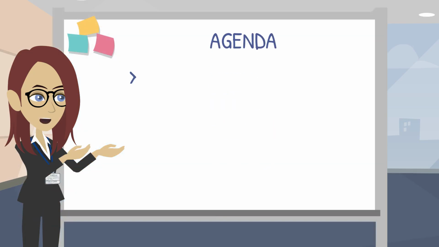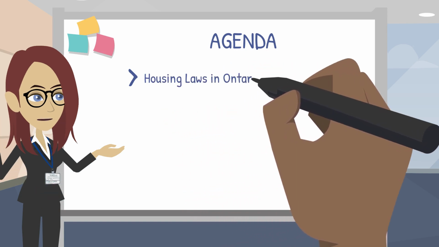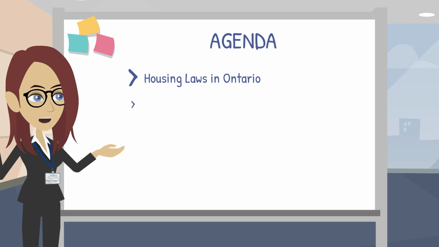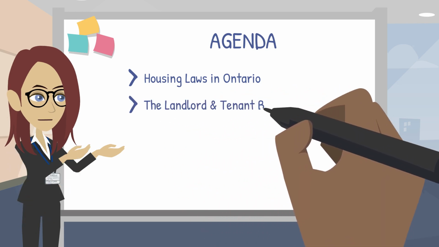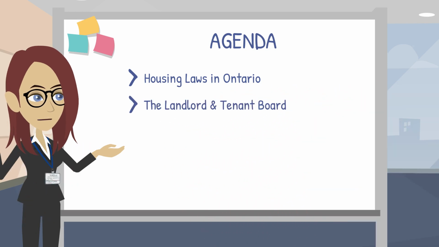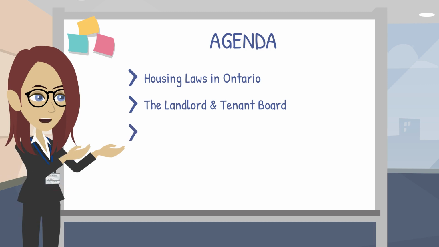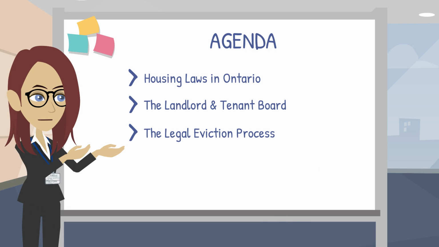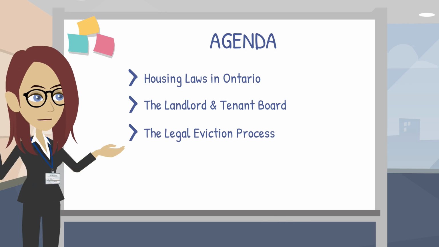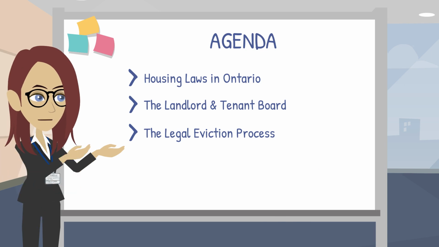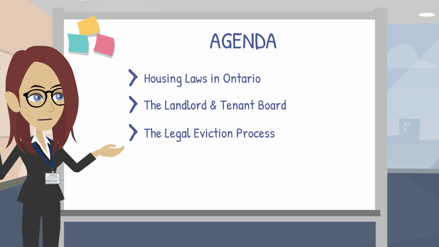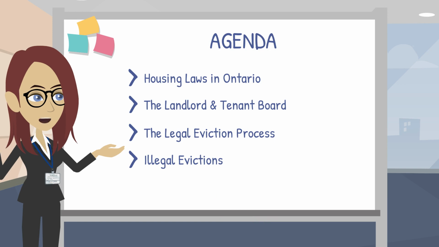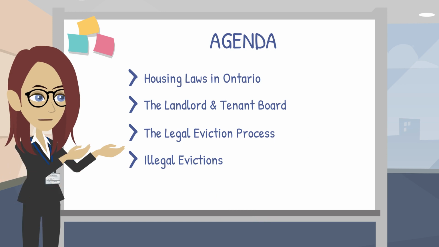We'll start by taking a look at some of the housing laws in Ontario and what protections might be available to your clients under those laws. We're then going to take a look at the Landlord and Tenant Board and when your client might have to interact with that board. After that, we'll go through the legal eviction process in Ontario. This process is going to play a big part in the next training video on evictions, so we'll just cover some introductory pieces here. Finally, we'll wrap up by taking a look at some common issues that might come up with illegal evictions.